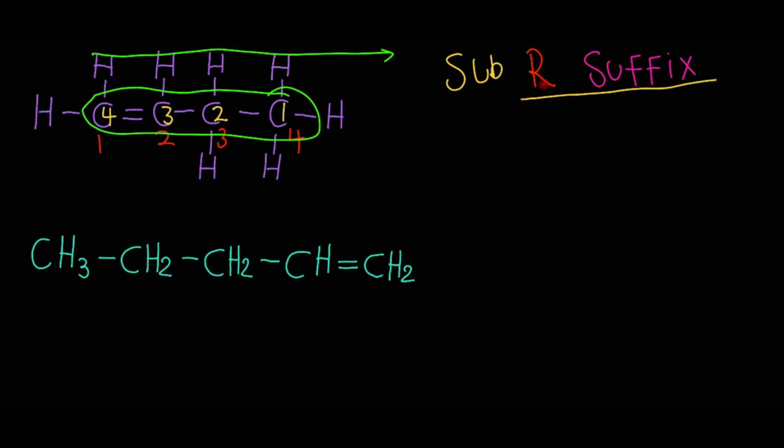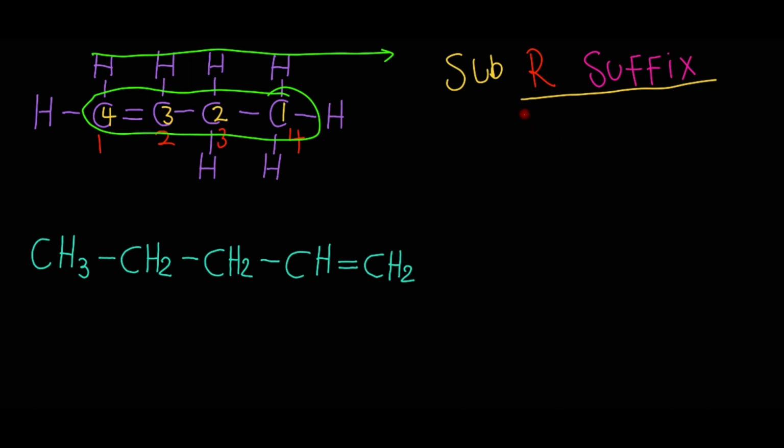For the root we need to know how many carbons are in the longest chain. For the longest chain we find that this is 4 carbons, as you can see, 1, 2, 3, 4. Remember that we already discussed what 1 carbon is, 2 carbons, 3 carbons, and so forth. 1 carbon is meth, 2 carbons is eth, 3 carbons is prop, and 4 carbons is but, and so forth. So because we have 4 carbons, this is going to be but.